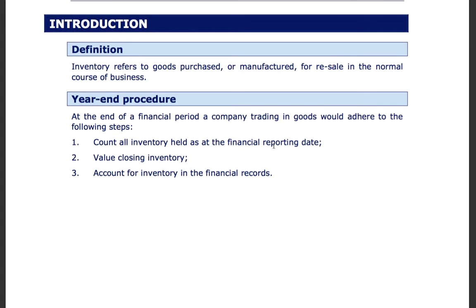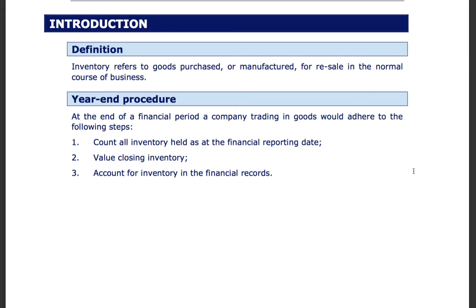Inventory is referred to as the goods that you have purchased or you have manufactured, or something that you want to resell over the course of a period, right? What is the year-end procedure of inventory? Now, inventory is recorded in your statement of financial position as inventory on the balance sheet, right? You count the inventory at the year end, you value what the value of that inventory is, and you put that in your balance sheet. Simple. Is that too difficult?